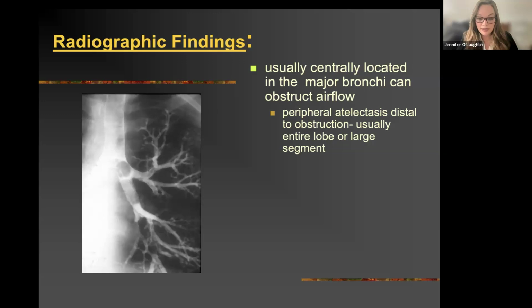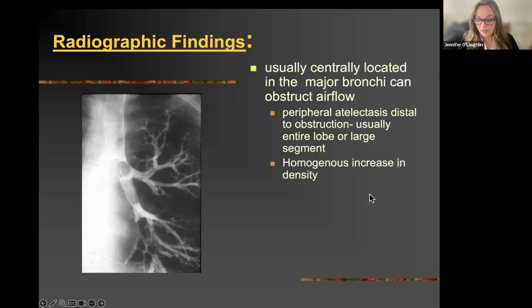So if air can't get by, the alveoli are going to collapse, and we call that atelectasis. So diminished air within the lungs. It can be a section of whatever area of the lung that bronchi was feeding. It can be an entire lobe. It can be the entire lung.